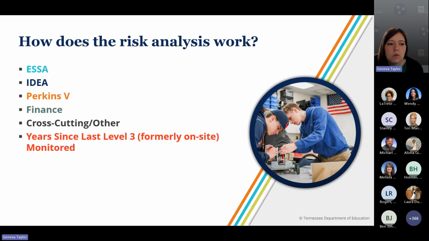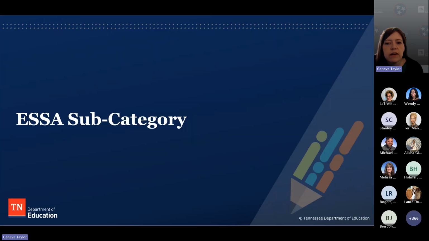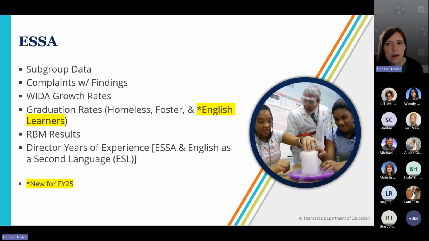So our risk analysis works by being divided into sections. We have an ESSA, an IDEA, a Perkins, a Finance, a cross-cutting/other, and a years since last monitored section. Each of those scores are tallied up, and then we follow a set of business rules to determine which LEAs are being monitored. So let's dive into the ESSA subcategory together. And we will discuss subgroup data, complaints, growth rates, grad rates, results-based monitoring, and years of experience.